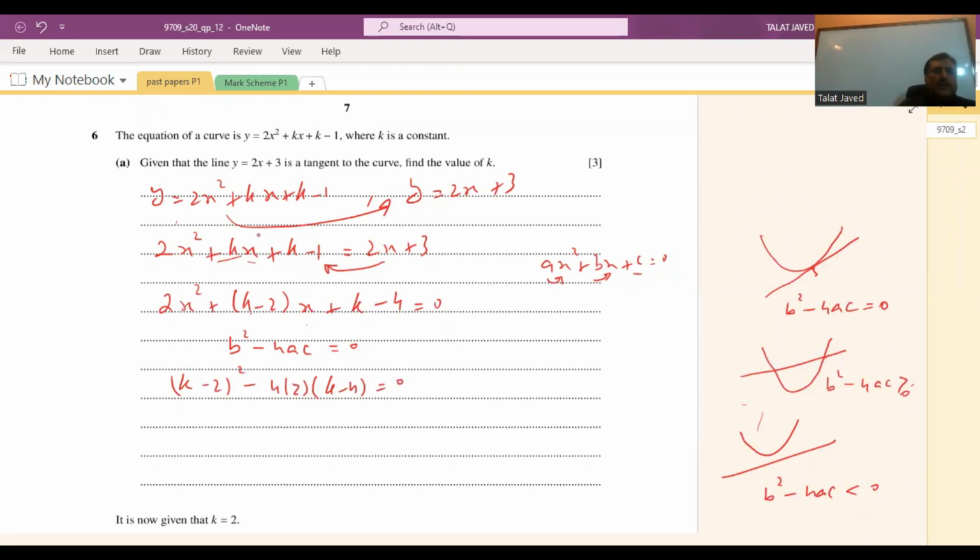Now expand the square of this, we get k squared minus 4k plus 4 minus 8k plus 32 equal to 0. We get k squared minus 12k plus 36 equal to 0. This implies that k is equal to 6.